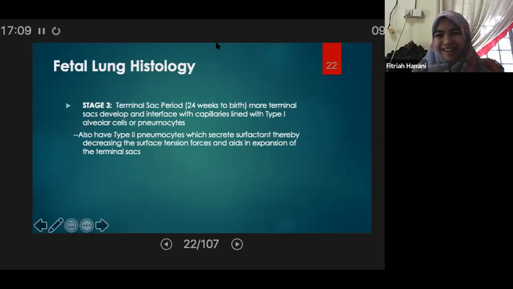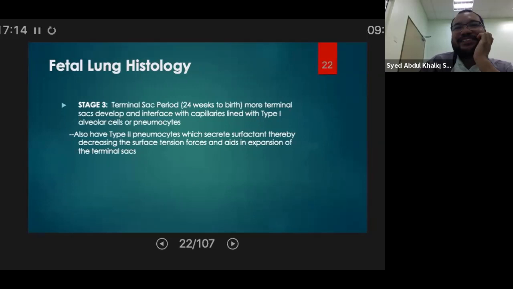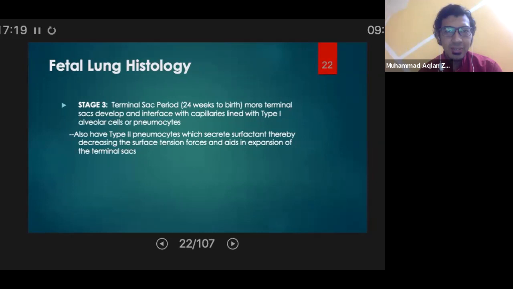Or everyone agrees with Fitria? 24 weeks, doctor, is the cutoff, since the elaboration of surfactant starts there. So Aklan thinks it's 24 weeks. You think it's 24 weeks. Anyone else?